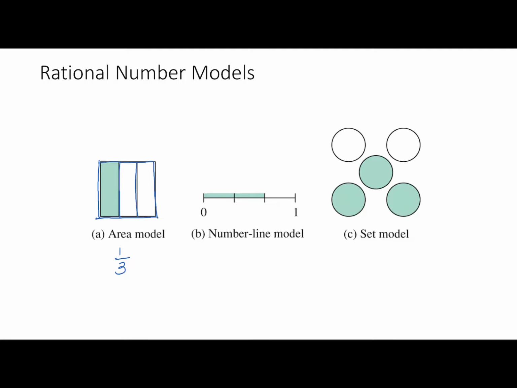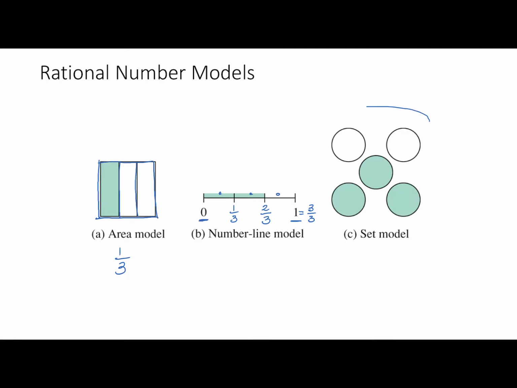On the number line, I'm going to separate the interval from 0 to 1 into equal sized parts. Again, I've got 3 parts here, 1, 2, 3. And I've shaded 2 of those parts, so this represents 2/3. This notch here is 1/3, and then 1, of course, is 3/3.